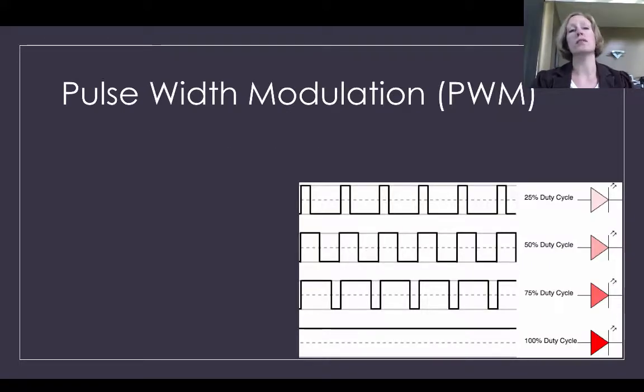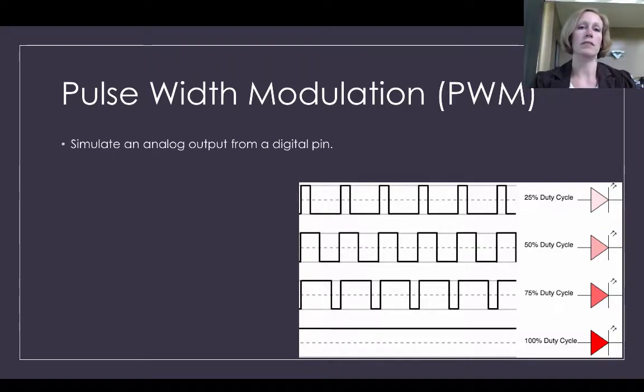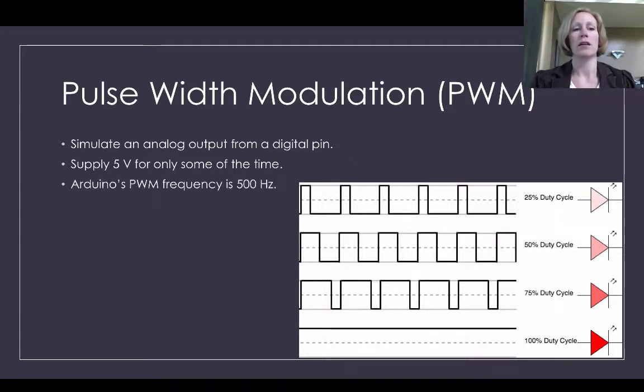So what we're going to use is something called pulse width modulation. With this technology, we can simulate an analog output from a digital pin. So we can simulate the output from the pin being some other voltage between 0 and 5. And the way we do that is supply 5 volts for only some of the time. And we do that in a rapid frequency.